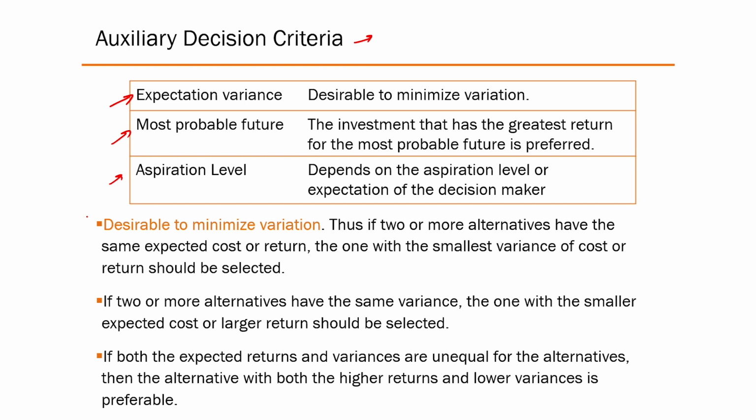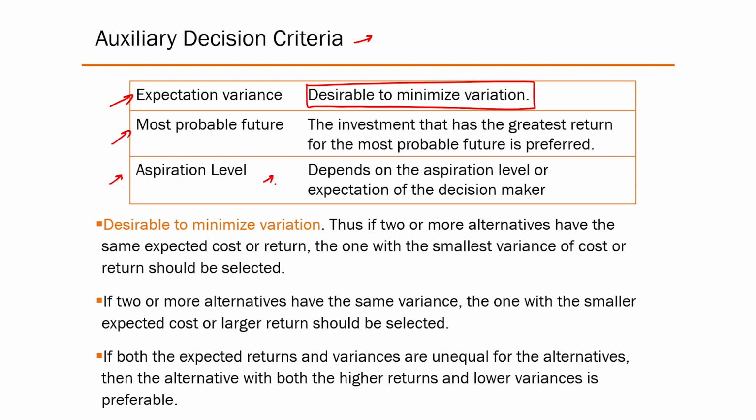So expectation variance is that as an investor, by default, your desire is to minimize the variation, minimize the variance. Okay. In the most probable future, you make an assumption that the investment that has the greatest return is the most probable future. So you are much more optimistic about the future. Whatever you think is the greatest probability, you will assume that that will happen for sure. If there are 5-6 outcomes possible, and one outcome has a 40% chance, you assume that that will happen and make your decisions on that. And then there could be some aspiration level. I will show you how to also calculate them.